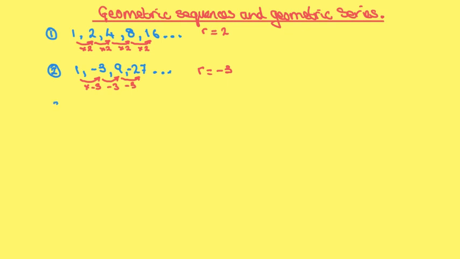Another example could be 8, 4, 2, 1, a half, a quarter, ... In this example, it is reducing, so r is going to be fractional. And if you multiply 8 by a half, you get 4. 4 by a half, you get 2. 2 by a half, you get 1. So r is a half.